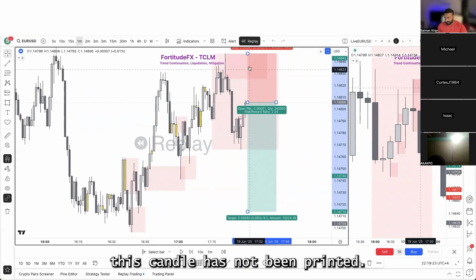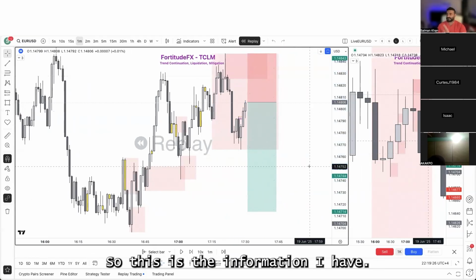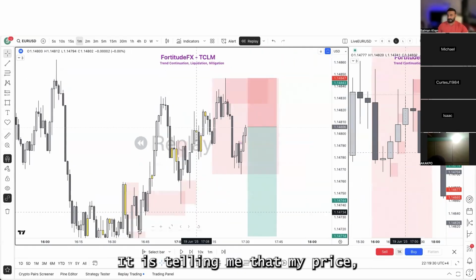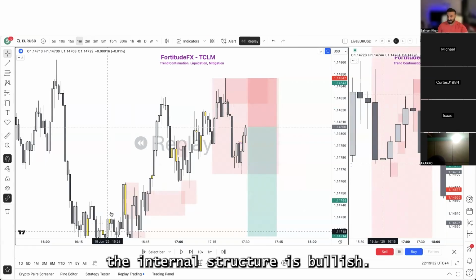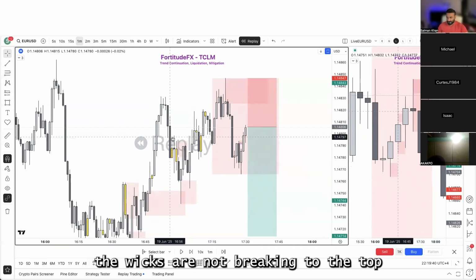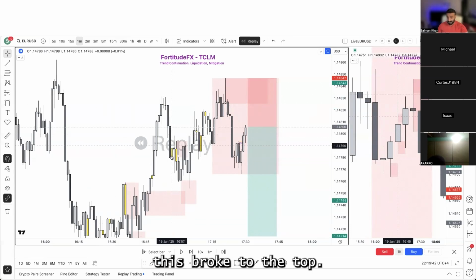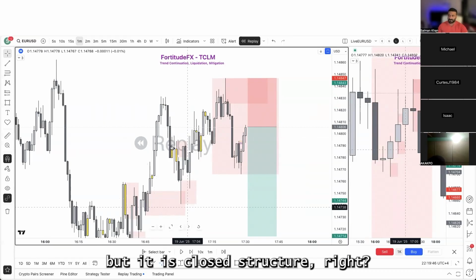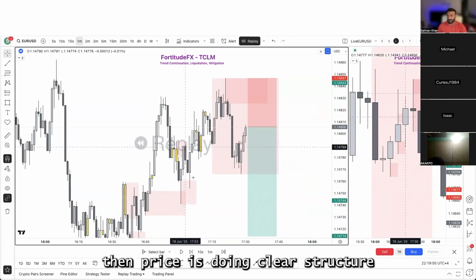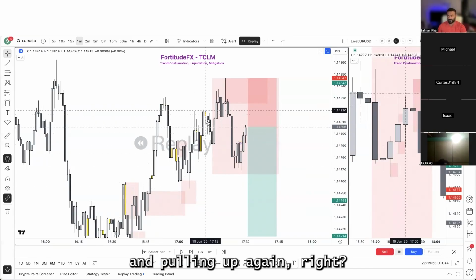This candle has not been printed. So this is the information I have. What is it telling me? It is telling me that the internal structure is bullish. It is still bullish, yes, because this is pushed down all the way. You can see the wicks are not breaking to the top, but this broke to the top, then it pushed down and pushed down. These are inside bars, but it is clear structure. There is no strong pullback and push down. Then price is doing clear structure and pulling up again, right?